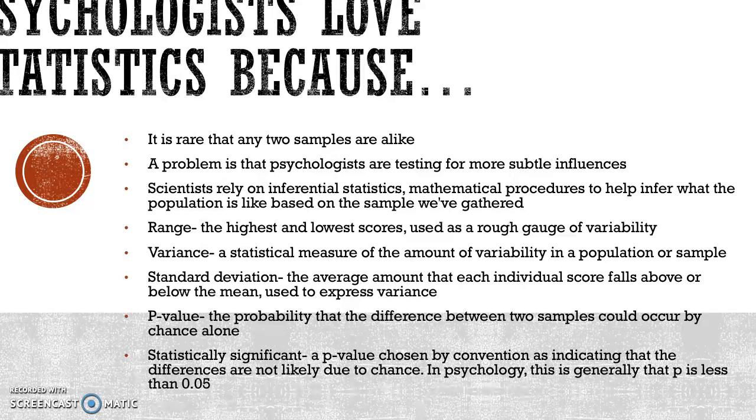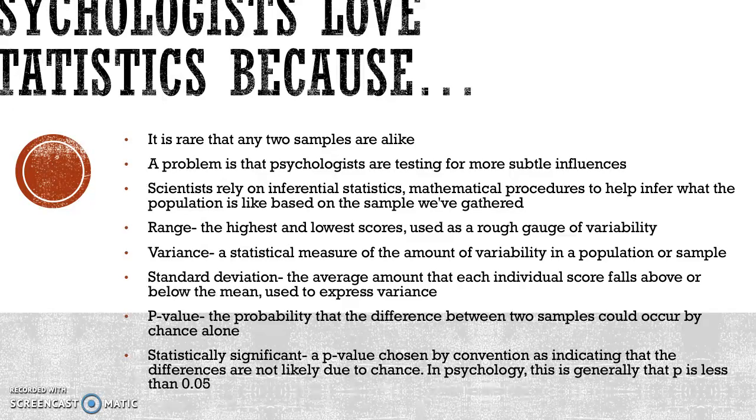Variance is a statistical measure of the amount of variability in a population or sample. The standard deviation is the average amount that each individual score falls above or below the mean, used to express variance. The p-value is the probability that the difference between two samples could occur by chance alone.